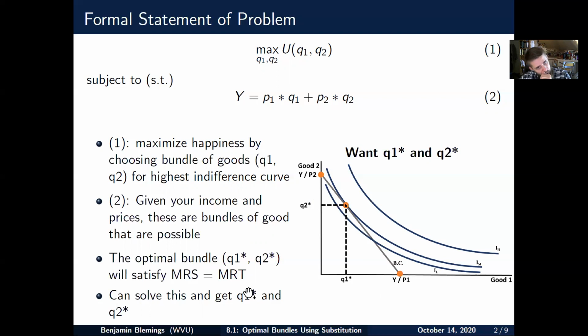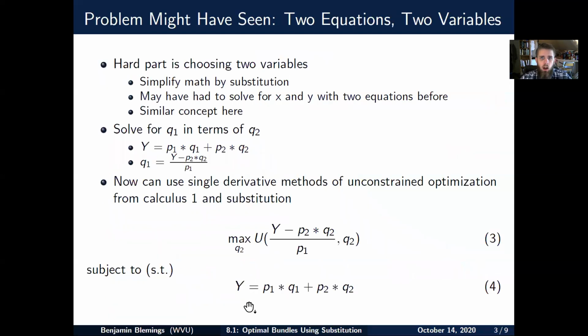And so I'm going to do basically an example problem. But I want to show you the most abstract way to solve this, and then I'm going to dive into a numerical example. So the hard part is choosing two variables: max your utilities subject to some income and prices, but you have to choose a good one and a good two, the amount of both. But we have two equations, just like you may have seen before. High school algebra covers this. And so we've got two unknowns, Q1 and Q2, and two equations.